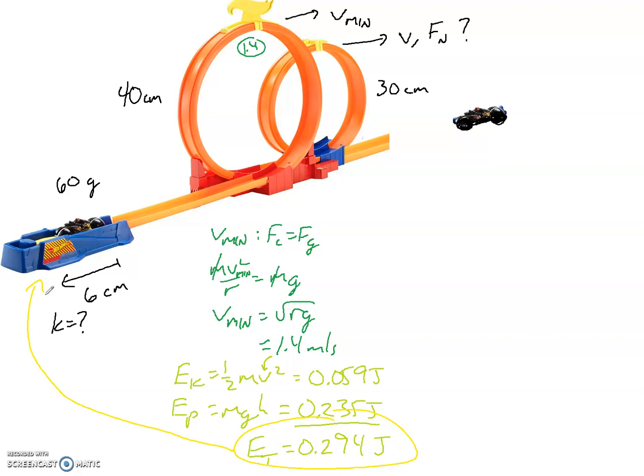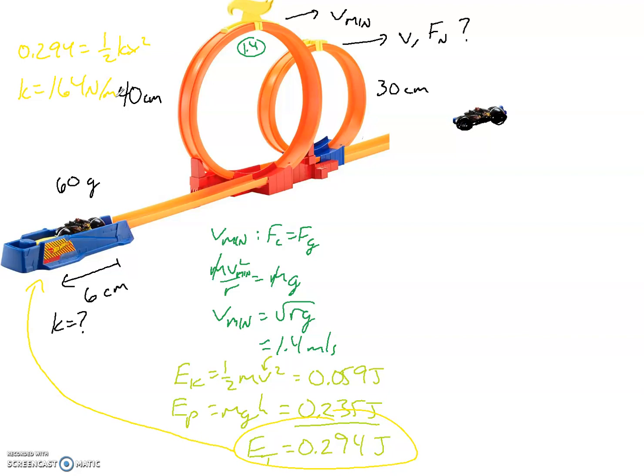So if I take that 0.294 and make that equal to 1/2 kx squared for spring energy, I can find my k value. I take that, times it by 2, and divide by my compression, the 0.06, and don't forget to square it. I've got a k value of around 164 newtons per meter, and that is the k value for my spring. All right, so that's all taken care of.